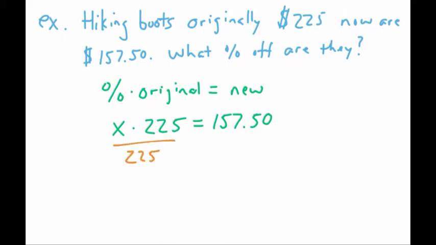And to get x by itself, well, x was multiplied by 225, so we need to do the inverse of that. We divide by 225. And when I do that now, I come up with an x value of 0.7. So then a lot of people there think, okay, well, it's 70%.